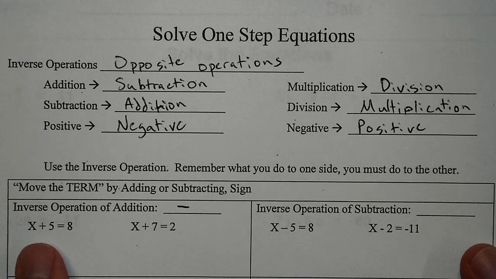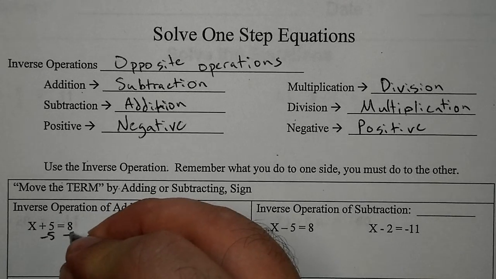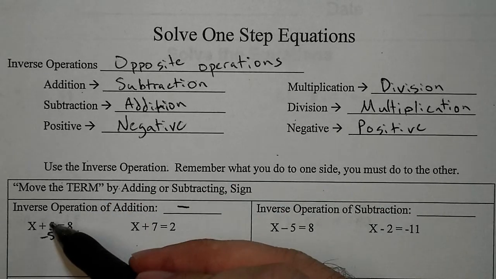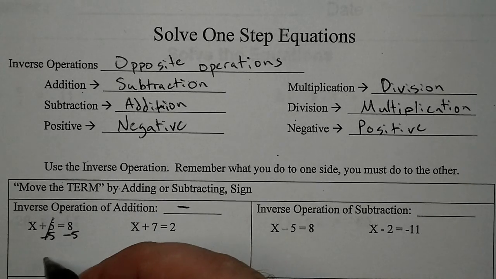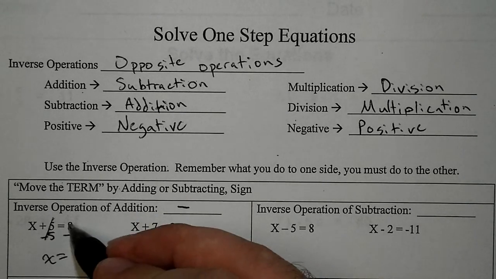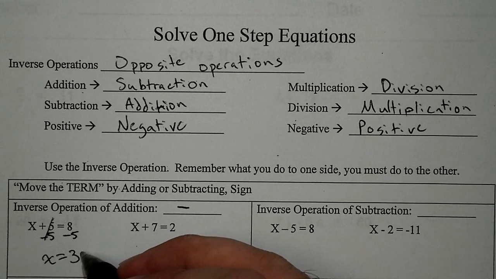So what we're going to do, x plus 5 equals 8. To figure out what x is, we're going to have to do the opposite of plus 5, which is minus 5. So just underneath, show your steps. Positive 5 and negative 5, they cancel, and so all that's left on the left side is x. And then 8 minus 5 is 3. So for the first one, x equals 3.